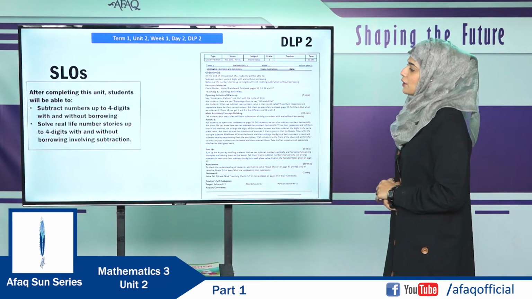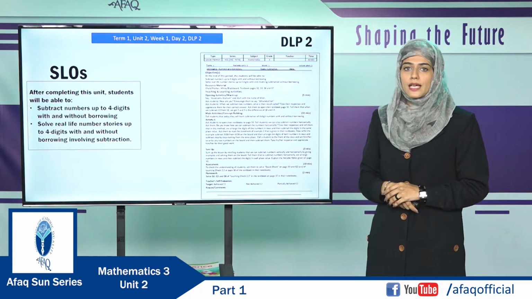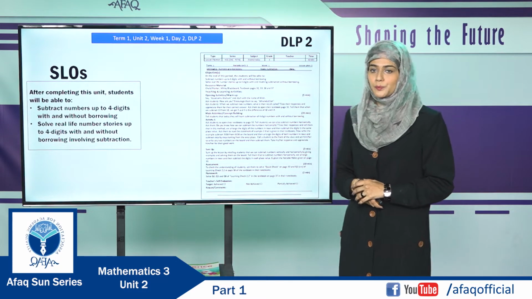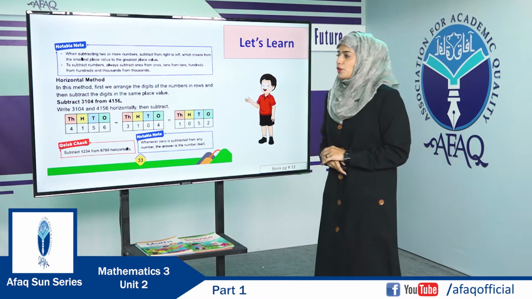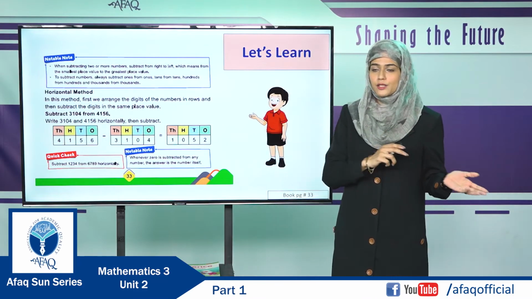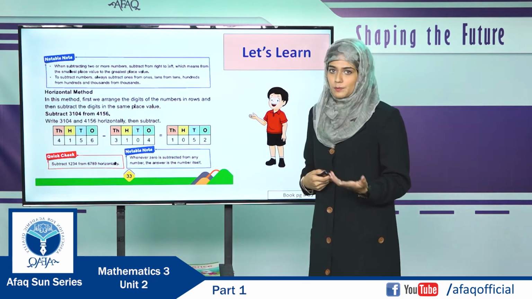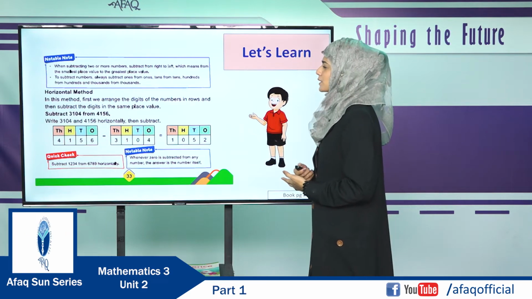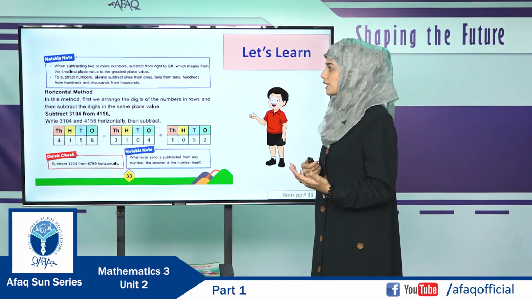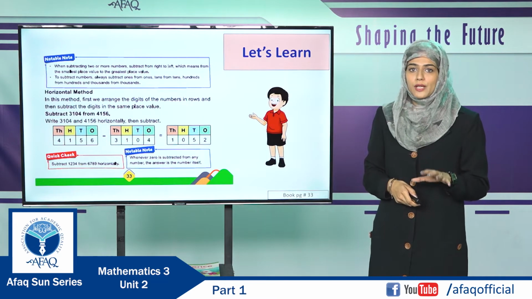In this SLO, we are going to subtract numbers up to 4 digits with and without borrowing. To cover this, the methodology has been given in DLP 2, which falls in Term 1, Unit 2, Week 1, Day 2. Here is some interesting information for you. When subtracting 2 or more numbers, subtract from right to left, which means from the smallest place value to the greatest place value. To subtract numbers, always subtract ones from ones, tens from tens, hundreds from hundreds and so on. So these 2 points are very important in the subtraction topic.